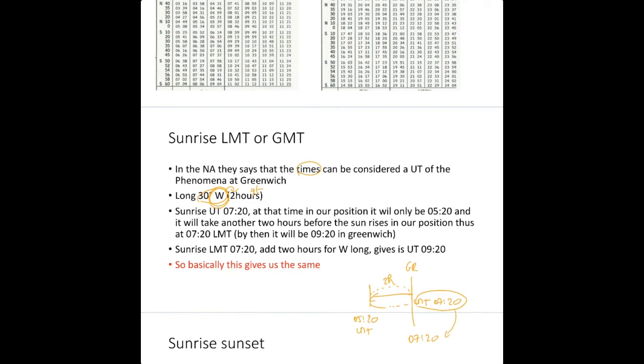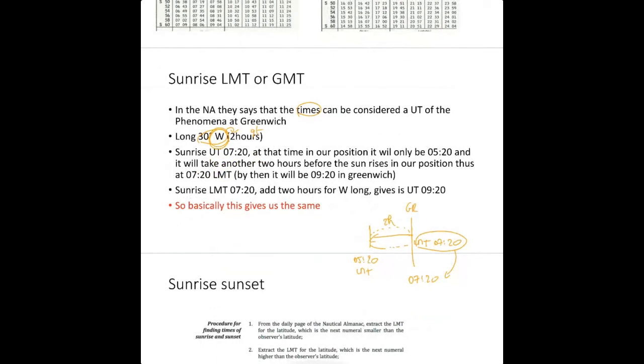So we will say LMT 7:20, and this is the same time as if we would consider that the phenomenon would happen at Greenwich. Of course, by that time, when it's LMT 7:20 in our location, in Greenwich it will already be 9:20. So this will become our local meridian, and Greenwich will have gone to this position.